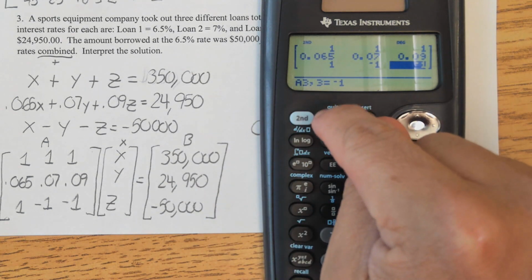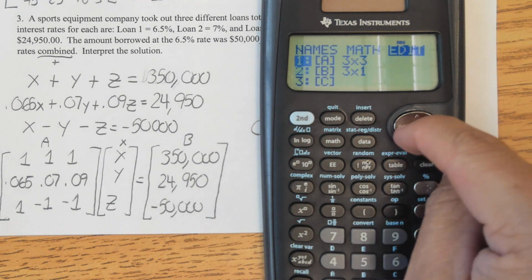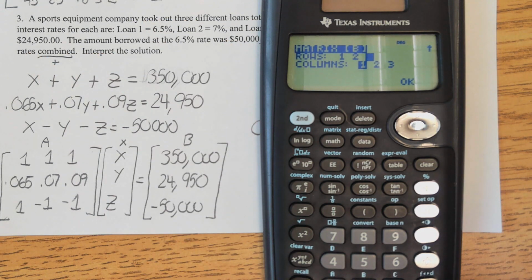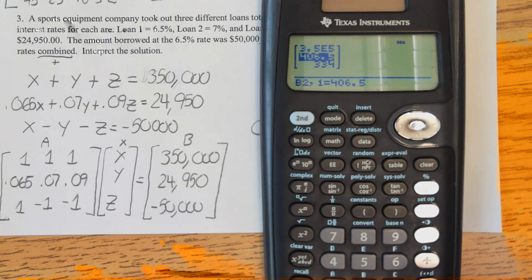So we're going to second math now. Go all the way back over to edit, go down, we got to change B. Again, B is a 3 by 1, we have 3 rows, 1 column there. So hit enter 3 times, and now let's type that in. So we're going to 350,000. So make sure you don't mess up your zeros here, because you can. Okay. We're going to go 24,950. And then we're going to go negative 50,000. All right.